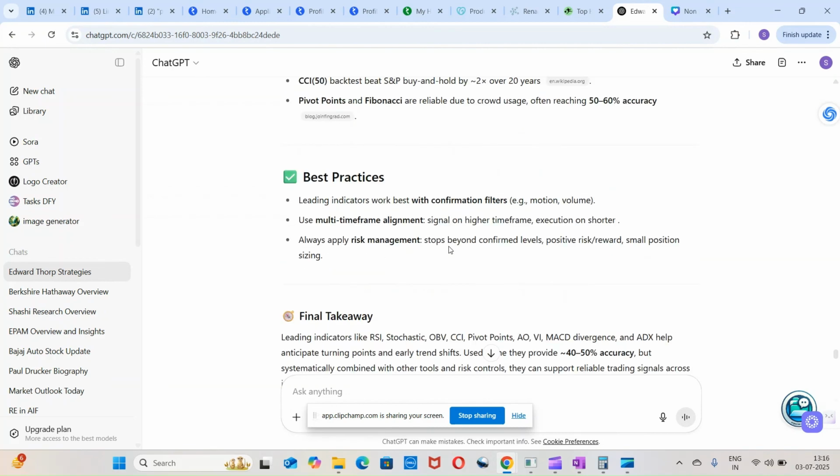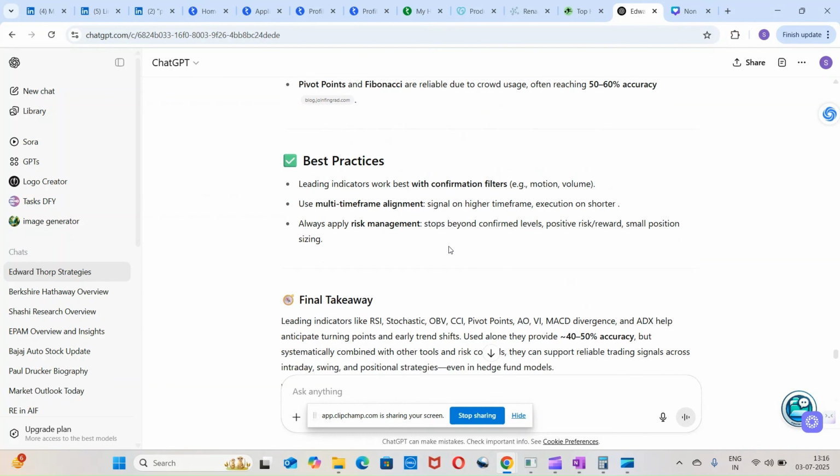The best practices: leading indicators work best with confirmation filters like momentum and volume, and with multi time frame alignment. So you take a signal on a higher time frame and do the execution on a shorter time frame. Always apply risk management: stop loss beyond confirmed levels, positive risk reward, and small position sizing when taking the trades.